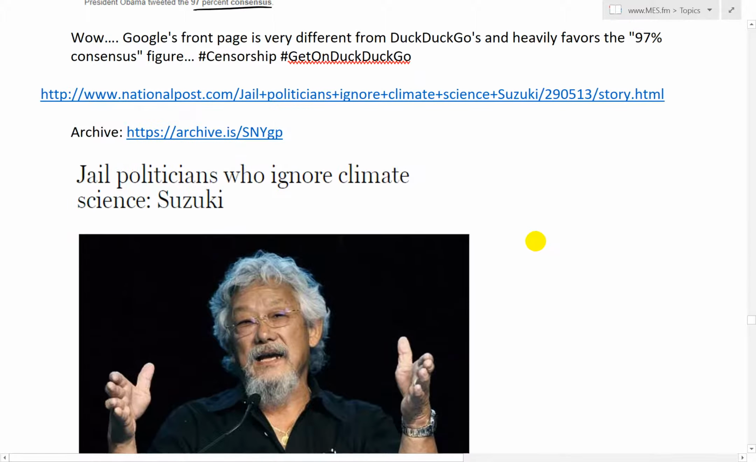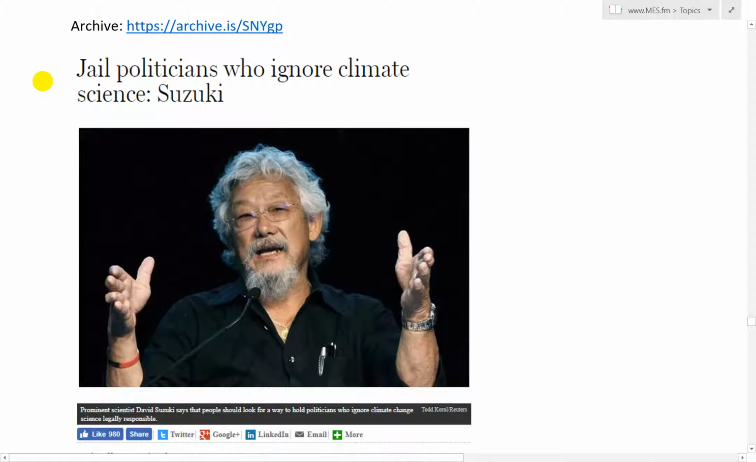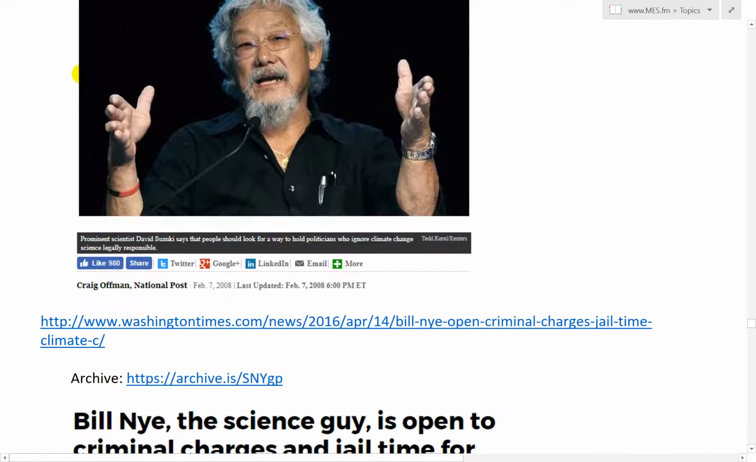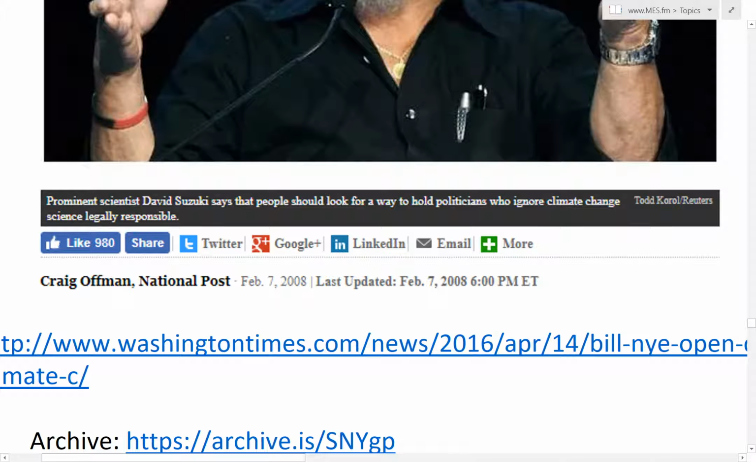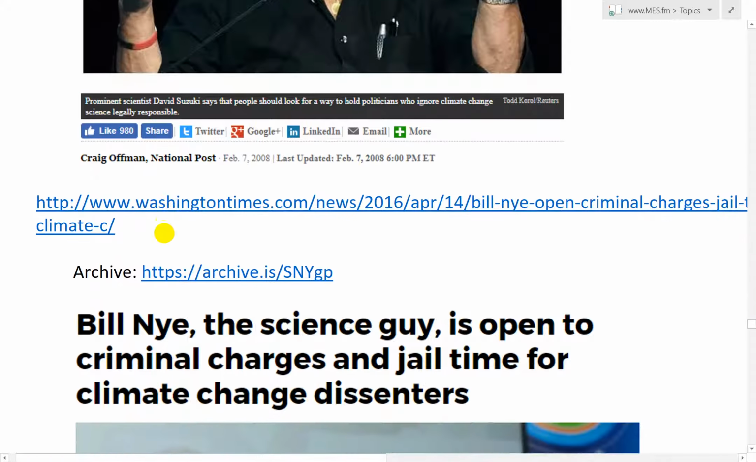But now if you go to this article by David Suzuki, nationalpost.com, jail politicians who ignored climate science. And again, these overpaid scientist actors here. It says prominent scientist David Suzuki says that people should look for a way to hold politicians who ignore climate change science legally responsible. That's from 2008.